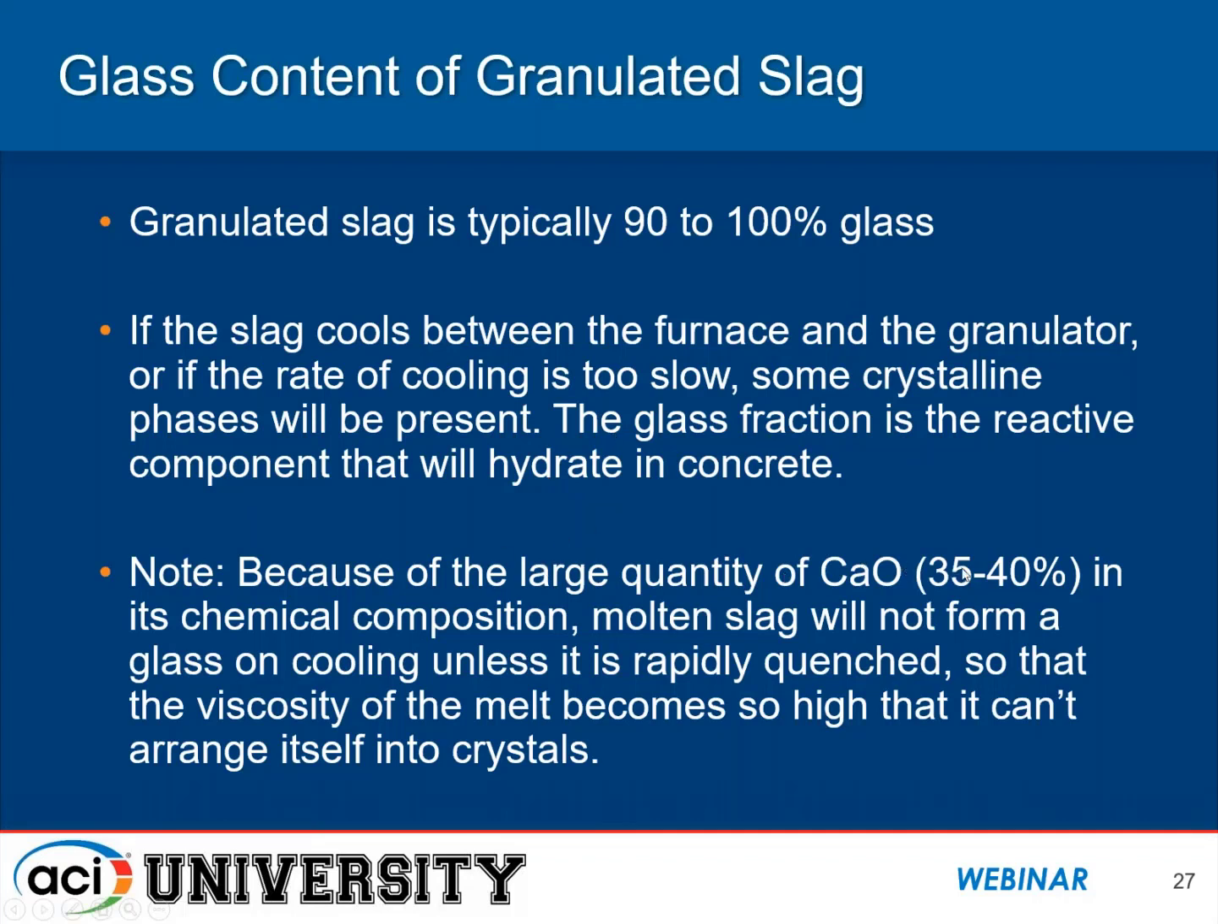And as I mentioned, because of its composition, it's got a lot of lime and calcium oxide in it from the fluxing stone, 35 or 40%, which is getting close to Portland cement, which has about 60% lime in it. But because of that composition, it won't form a glass naturally. So you have to fool it by quenching it rapidly into a glass. So that's why the granulation process is required.